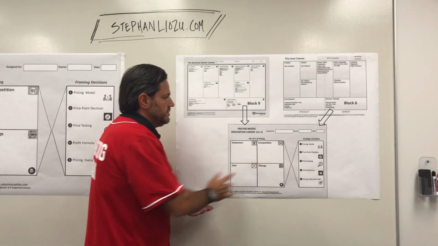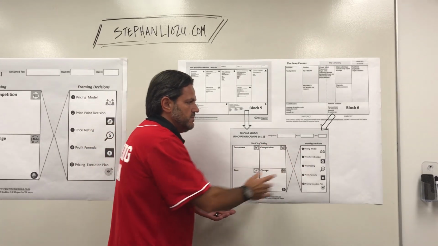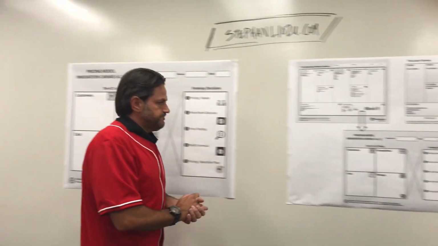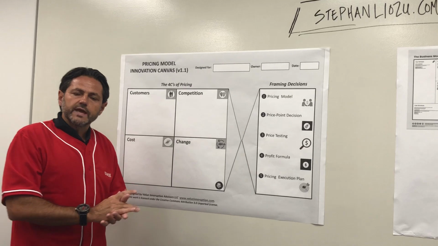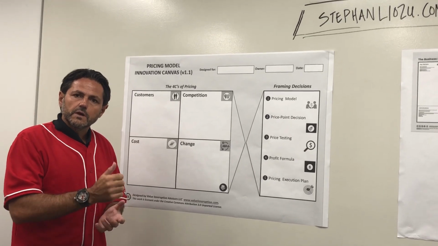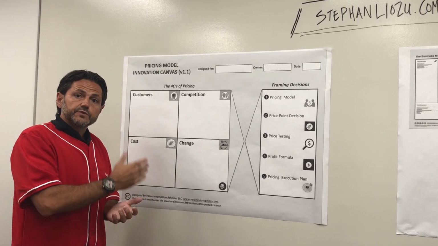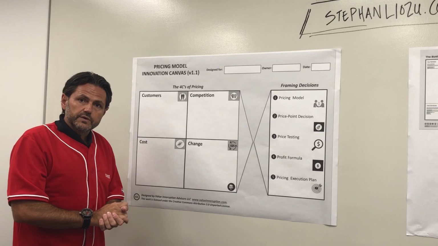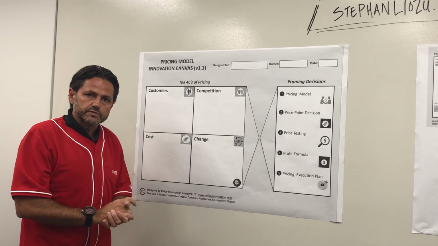So we're offering to you the pricing model innovation canvas with the 4 blocks and some outcome framing decisions. Let's look at a bigger version of it. Typically, as you know, when you make pricing decisions, you would look at the 3 C's of pricing: competition, cost, and customer value. Now, these 3 C's are in the canvas here on the board. What we did though is add one of the C's, which is fundamental in changing pricing models.